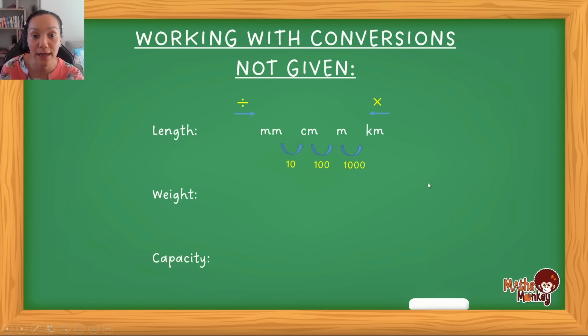That will be the same for weight, which is milligrams, grams, kilograms, tons. These are thousands in each. And then capacity is your liquid, which is milliliters, liters, kiloliters, and 1,000 in each.